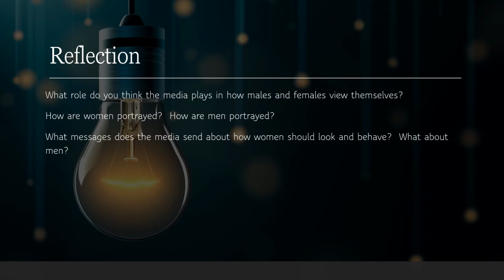So if I'm frequently seeing really pretty women on television, I'm learning, especially if I'm a young girl, that women are supposed to look very pretty and that this is the standard. This is what you're supposed to look like when you are a woman. And this is how men are supposed to behave, and this is how men are supposed to look. So these are pretty powerful messages.